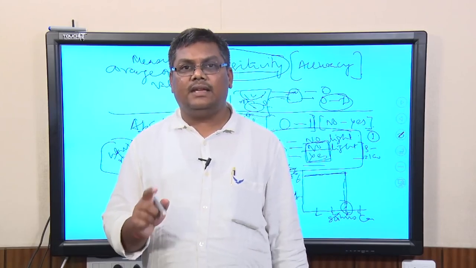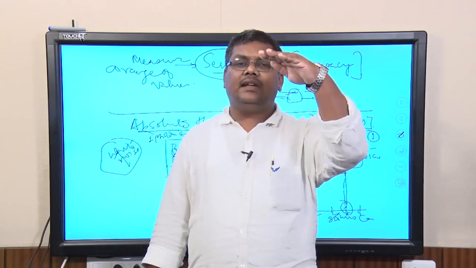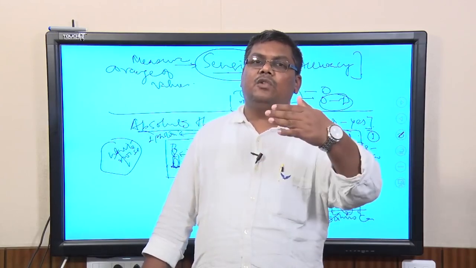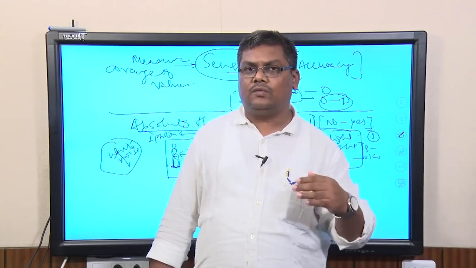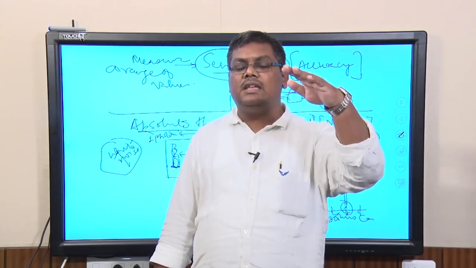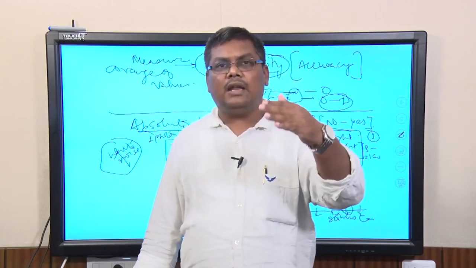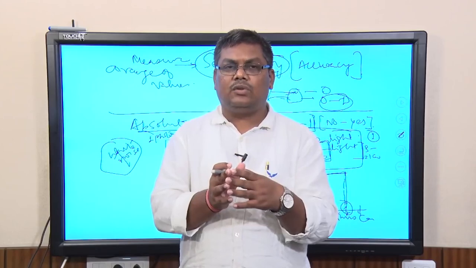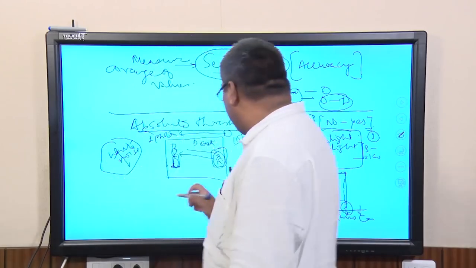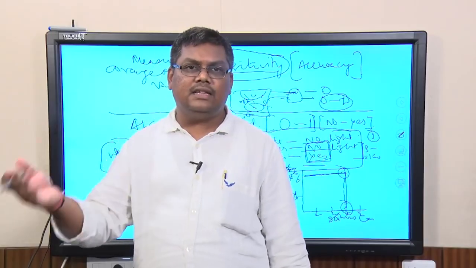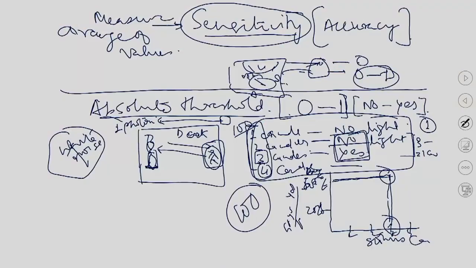And this way, I will keep on doing it for 100 times. The only change that I will make is, sometimes I will start with one candle, two candles, three candles, four candles. And sometimes I will start with six candles, five, four, three, two candles, and so on. So in one case, the person has to say from no light to light, and in the other case, from light to no light. Then I will merge the results together, take an average, and come to the point where 50% of the time this person says that they see the light. This is what is called the absolute threshold, and it determines the sensitivity of any sensory system, mechanism, or instrument for that matter.